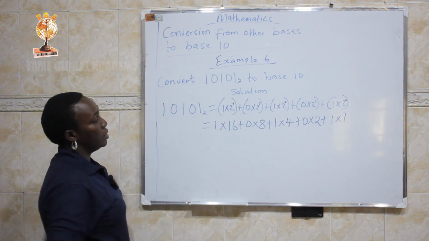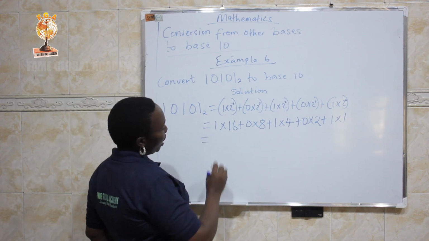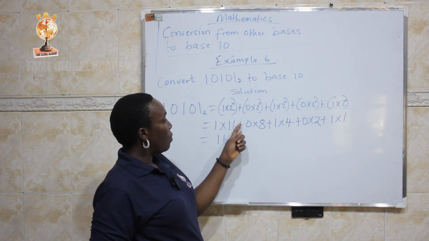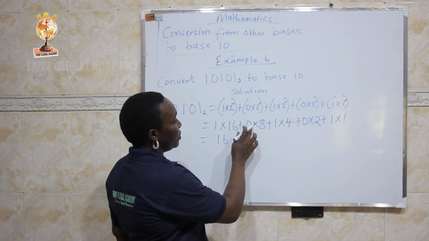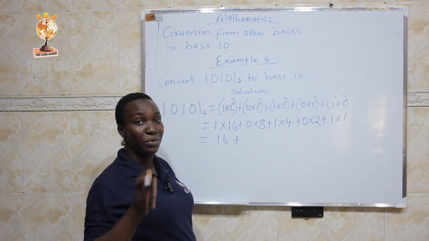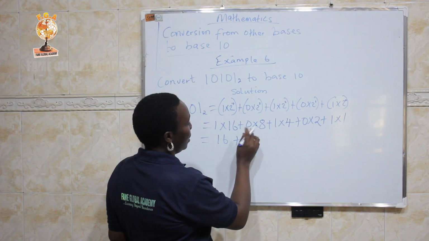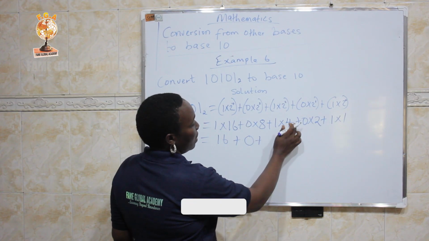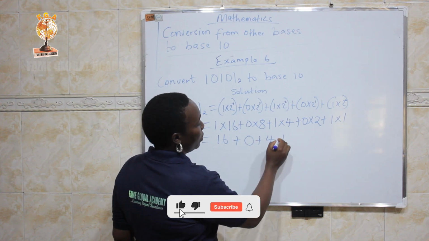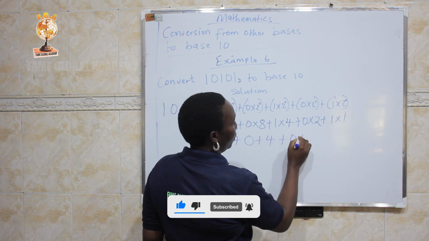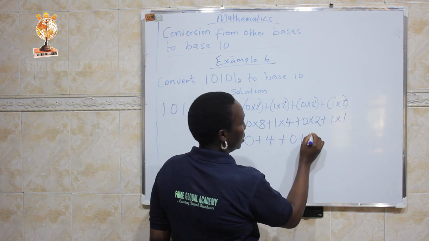Alright, so let's continue. This will give us 1 times 16, which is 16. Then 1 times 8, sorry, this is 0. 0 times 8, the answer is 0. Anything multiplied by 0, the answer is 0. Take note of that. So 0 times 8 has turned to 0. Plus 1 times 4 is 4. Plus 0 times 2 again is also 0. Plus the last one, 1 times 1 is 1.